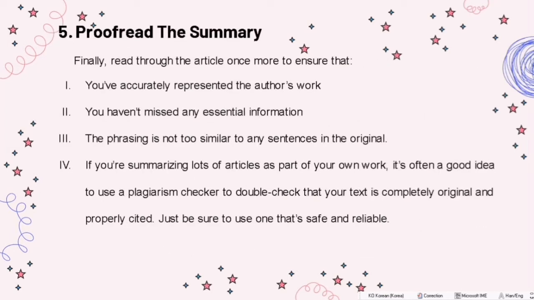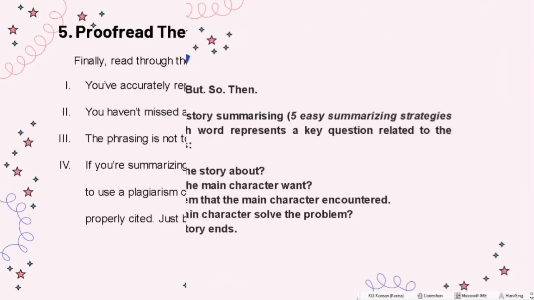Step number 5. Proofread the summary. Finally, read through the article once more to ensure that you have accurately represented the author's work, you haven't missed any essential information, and the phrasing is not too similar to any sentences in the original. And if you are summarizing lots of articles as part of your own work, it is often a good idea to use a plagiarism checker to double check that your text is completely original and properly cited. Just be sure to use one that is safe and reliable.